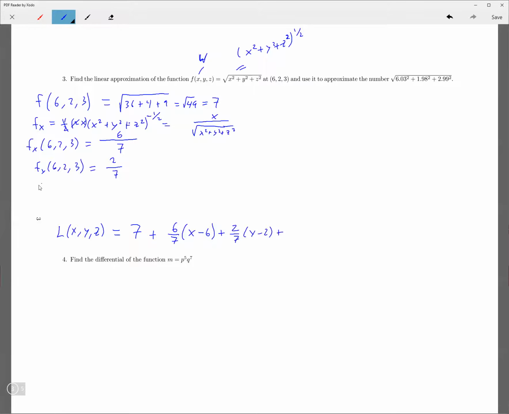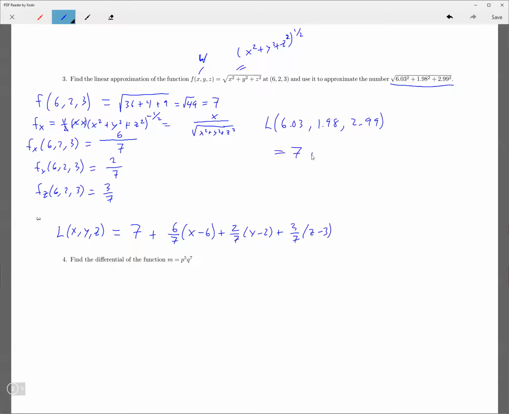And then the last one, 3 over 7. Z minus 3. Okay, so there's the linearization. And we're supposed to use it to calculate that. So basically L of 6.03, 1.98, 2.99.